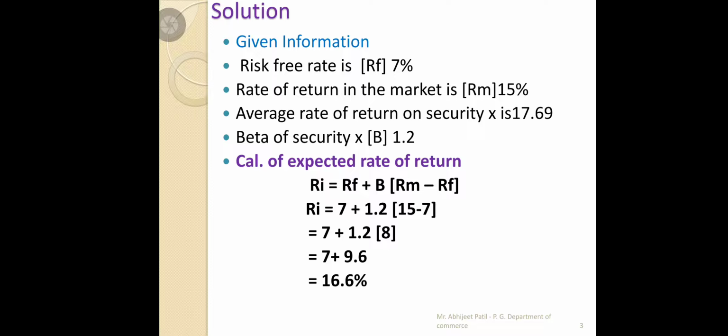The average return of the security means the actual return, that is 17.69. This will not be useful here. Beta of security X is 1.2, which shows how the security's return moves compared to the market. Now, as per the given information, using the CAPM model we can find the expected rate of return. RF is 7, beta is 1.2, RM is 15. So 15 minus 7 is 8, 8 into 1.2 is 9.6, plus 7 we get 16.6. This is the first question they ask.